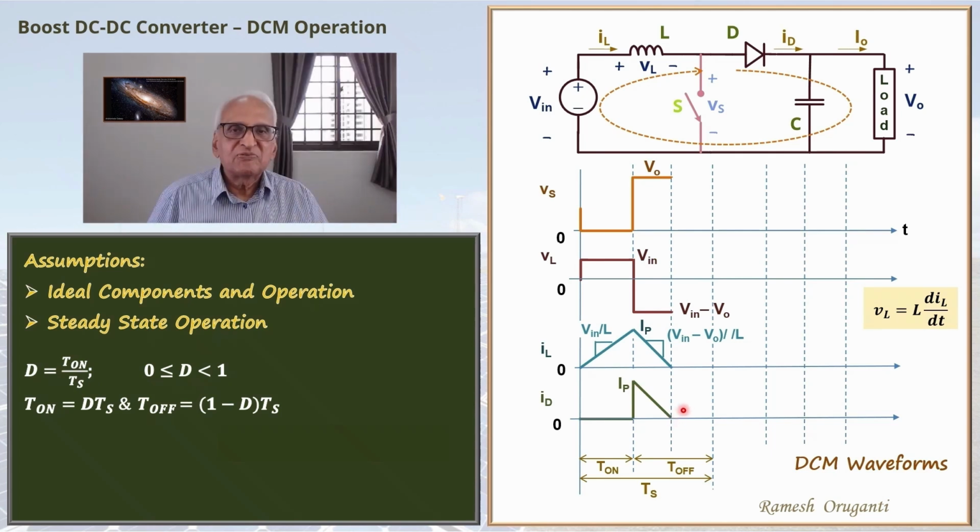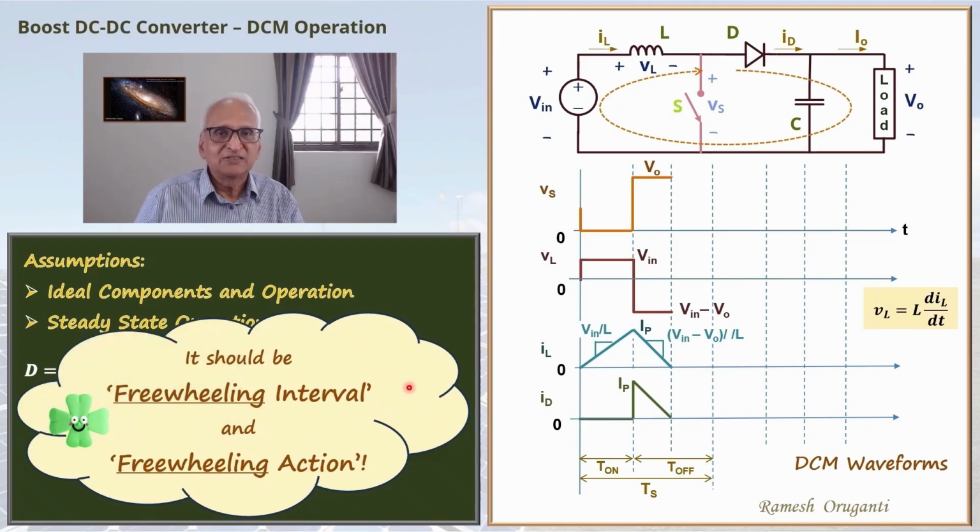This is the interval when current goes to the output. That is the energy transfer interval. That is the interval when the electrical power goes to the output side. Please note that this is not the free wheel interval. There is no free wheel action here. When the diode is conducting, the source is connected. So we can call this the current fall interval TF.